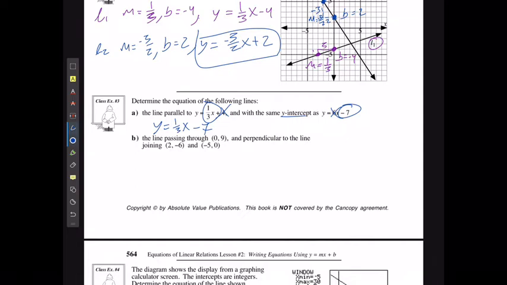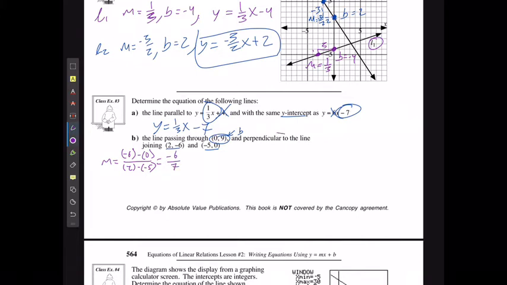If I'm looking for the equation of a line that passes through (0, 9), so there's my y-intercept, and is perpendicular to a line that joins (2, -6) and (-5, 0), the first thing is I'm going to find the slope of this original line. The slope is going to be negative 6 minus 0 over 2 minus negative 5. That's going to give me negative 6 over 7.